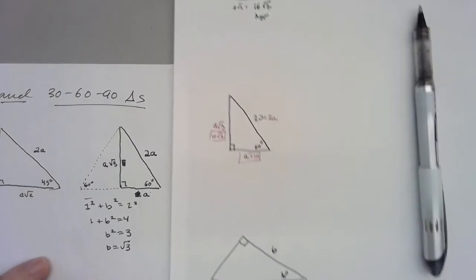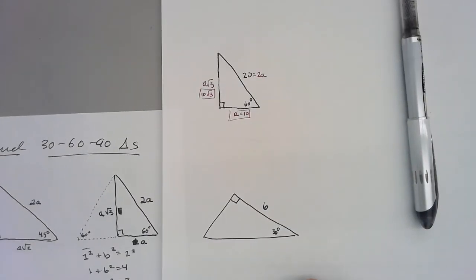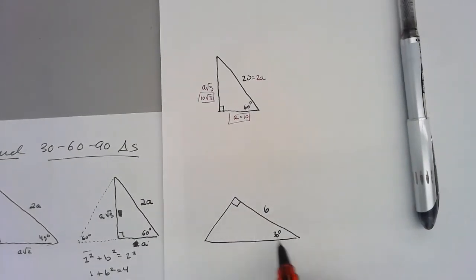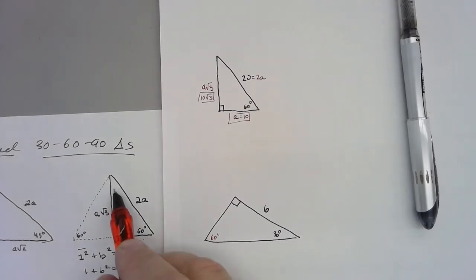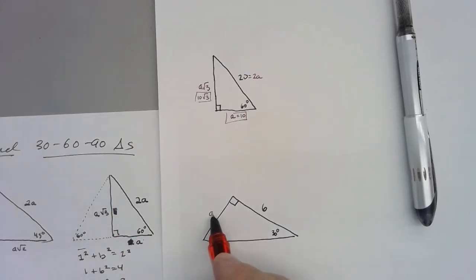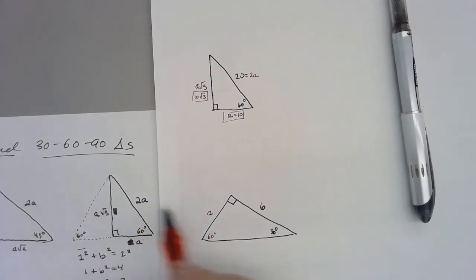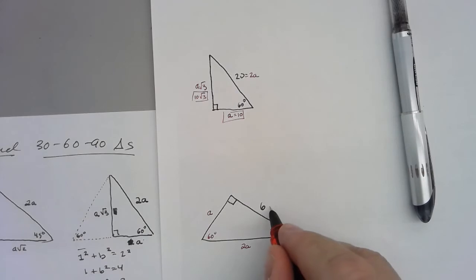One last example, slightly trickier. So I've turned it on its side, but it's still 30, 60, 90. There's 30, there's 90, so this must be 60. So the short side here is opposite the 30, so that's the short side. So comparing it to my template, this is the short side across from the 30-degree angle, so this must be a. The hypotenuse across from the right angle in my template is 2 times a. And then finally, this medium length side in my template is a root 3.